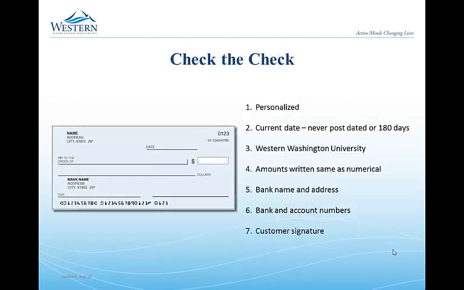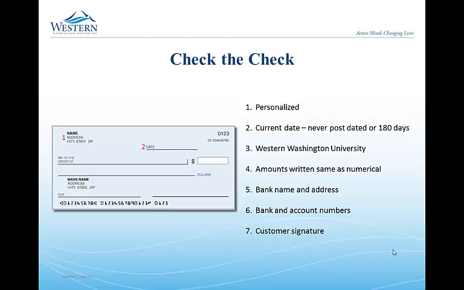There are things to look for on a check to ensure we will receive proper credit. A check must be personalized. An individual's complete name and address should be pre-printed on the check. If it isn't, have the customer write their current physical address and phone number on it. The date must be current. Never accept a post-dated or stale-dated check.